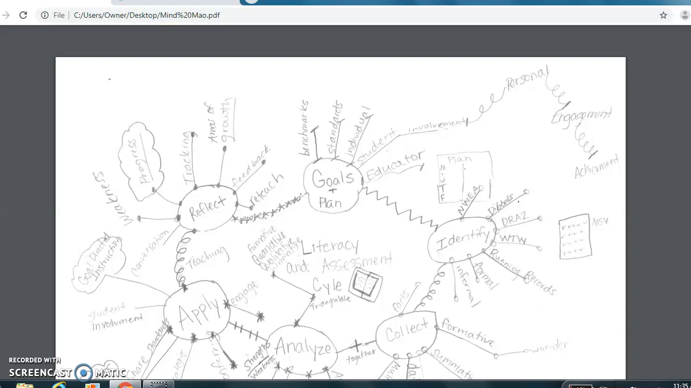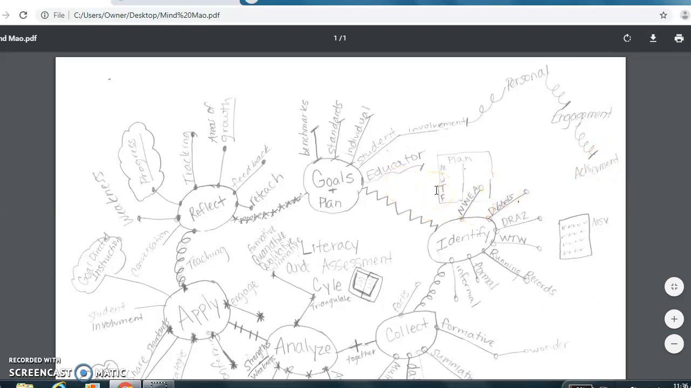All right. So here is my mind map that I've created throughout this course. To begin with, I started with goals and plans. So just looking at the benchmarks, becoming familiar with the standards, looking at students individually, reflecting on myself as an educator, my SLOs, where I want to focus on student involvement, which takes us to their personal goals, engagement, and achievement.